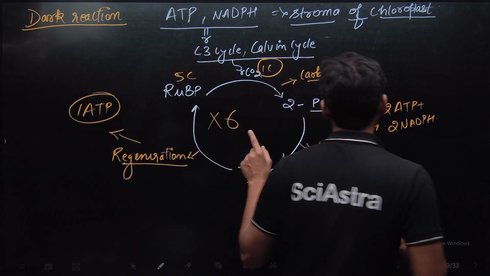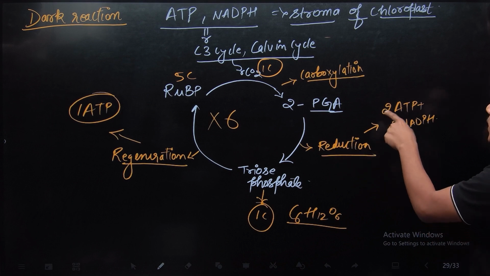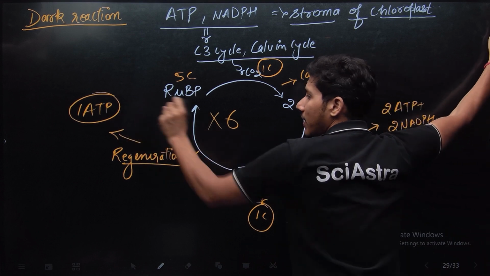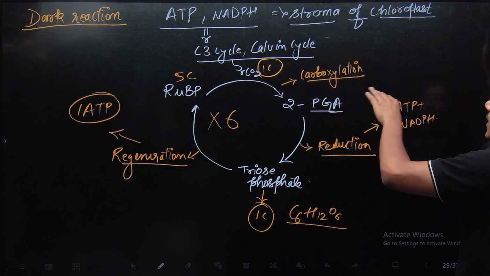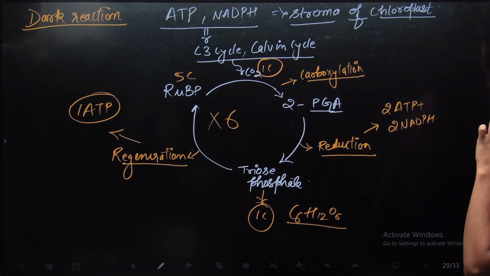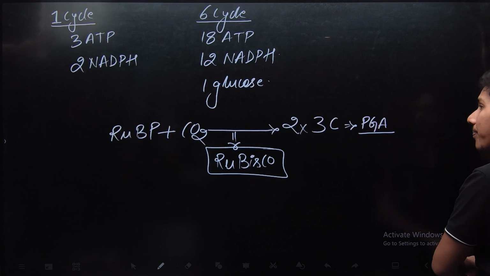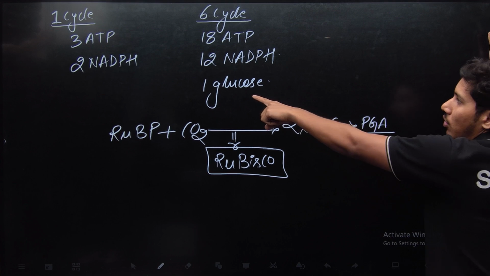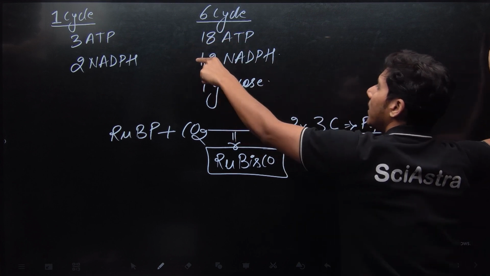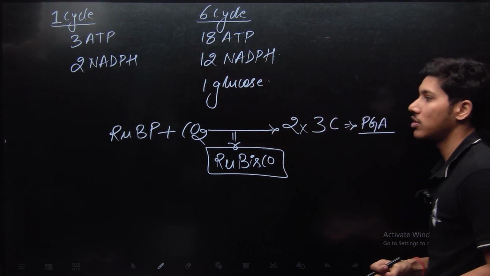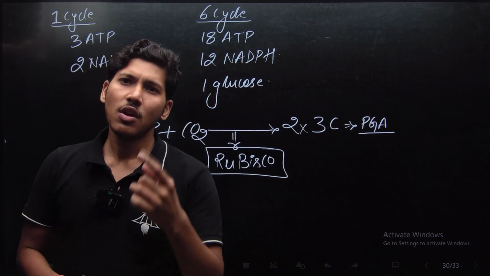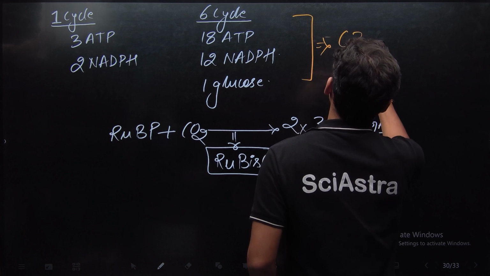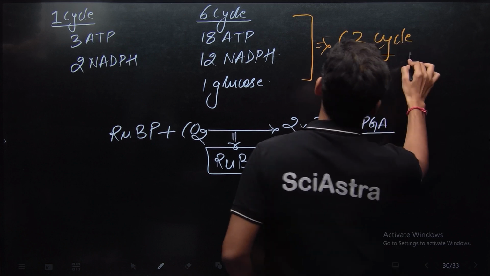In one cycle, in the reduction step, we use 2 ATP and 2 NADPH. In the regeneration step, we need 1 ATP. So in total, in one cycle, we need 3 ATP and 2 NADPH. But we actually have to do 6 cycles to produce 1 glucose molecule. So in 6 cycles, 18 ATP and 12 NADPH are used to produce 1 glucose molecule in case of the C3 cycle.